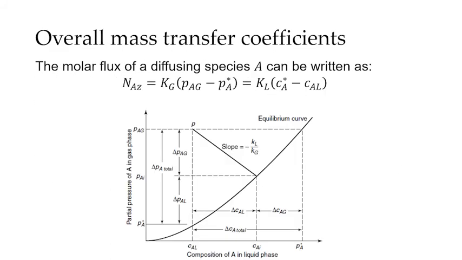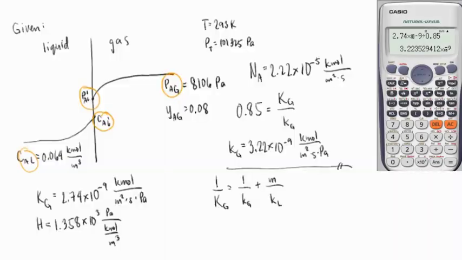If you take a look at this graph, you can see that our equilibrium curve is a curve, no? It is not a straight line. However, we can approximate that the slope of this equilibrium curve in this point here wherein the operating point intersects with the equilibrium curve as the Henry's law constant. Okay? So in short, you can simply replace m, or the slope of the equilibrium curve, with H, or the Henry's law constant.